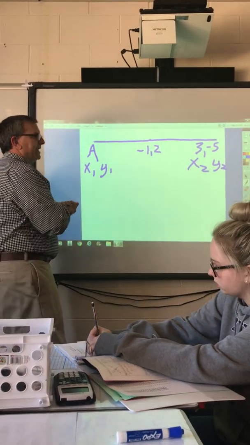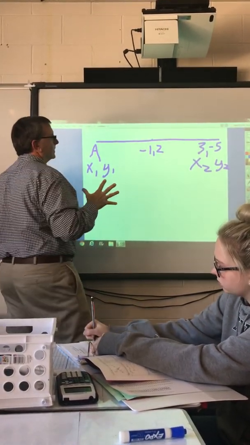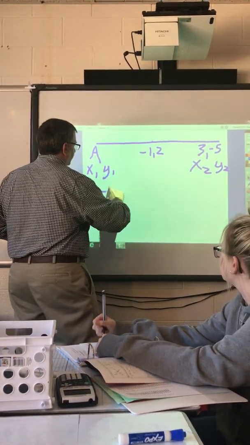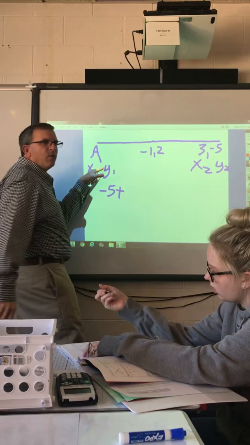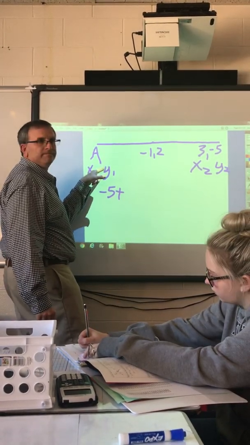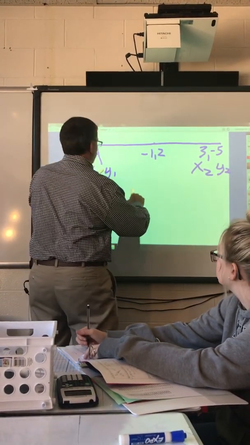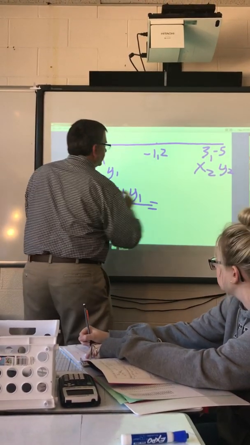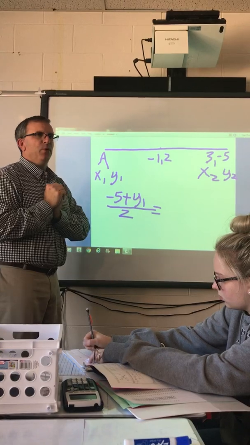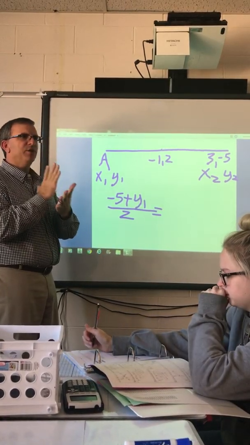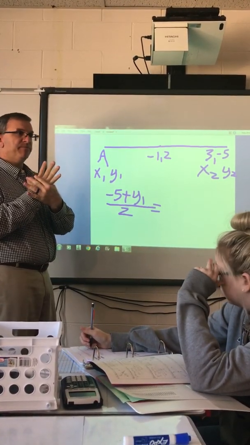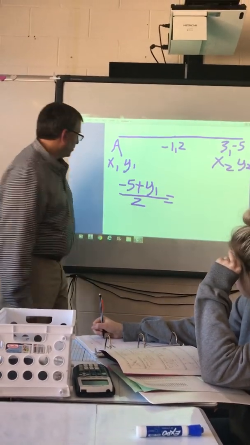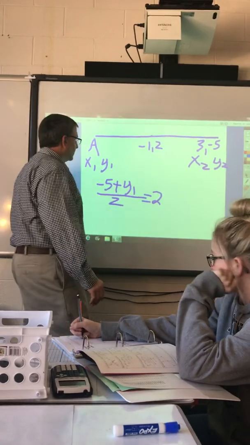All right, I still use the same formula. It's just going to be changed a little bit to where I take y2 plus, do I know what y1 is yet? No. So I'm going to make that y1, over 2. What is the y portion of my midpoint? Here's my midpoint. What's the y? 2. So we set all that equal to 2.